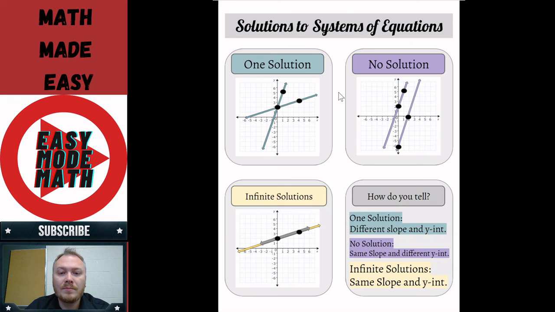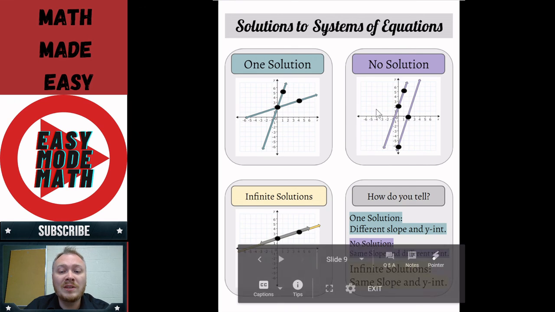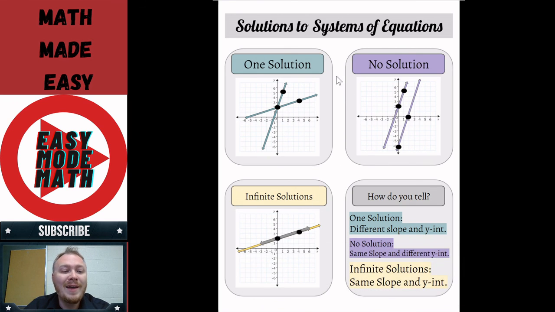Okay? And that will do it for today, guys. Solutions to systems of equations. These are the situations that can come up. Most of the time we're dealing with one solution, but we do have these other special cases as well. And that's how you solve systems of equations by graphing. Pretty easy. It helps give you some extra practice for graphing lines, and it's not that hard.